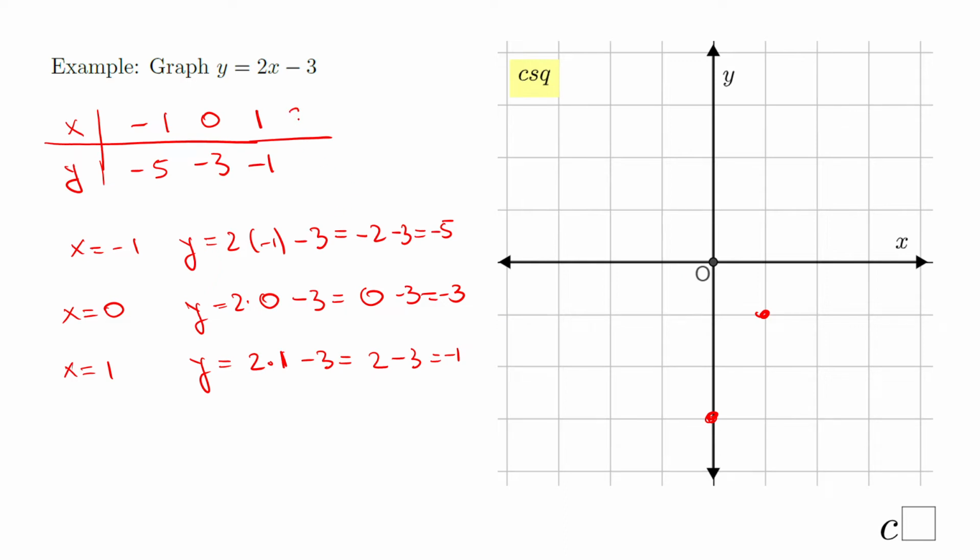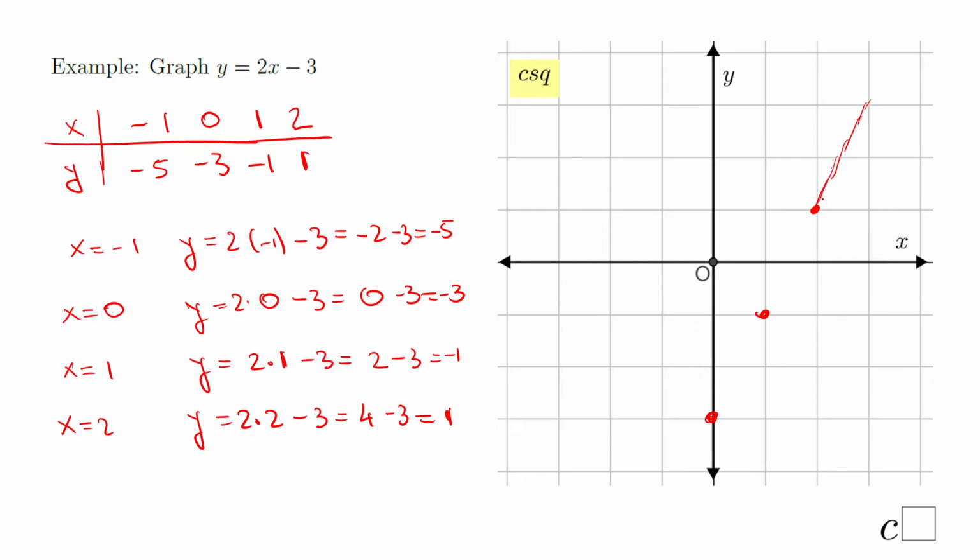Let's take 2, the next value in the table, and we have x equals 2, we have y equals 2 times 2, minus 3. 2 times 2 is 4, minus 3, and that will be positive 1. And we have 2 and 1, which is right here. And you notice these 3 points are on the same line.